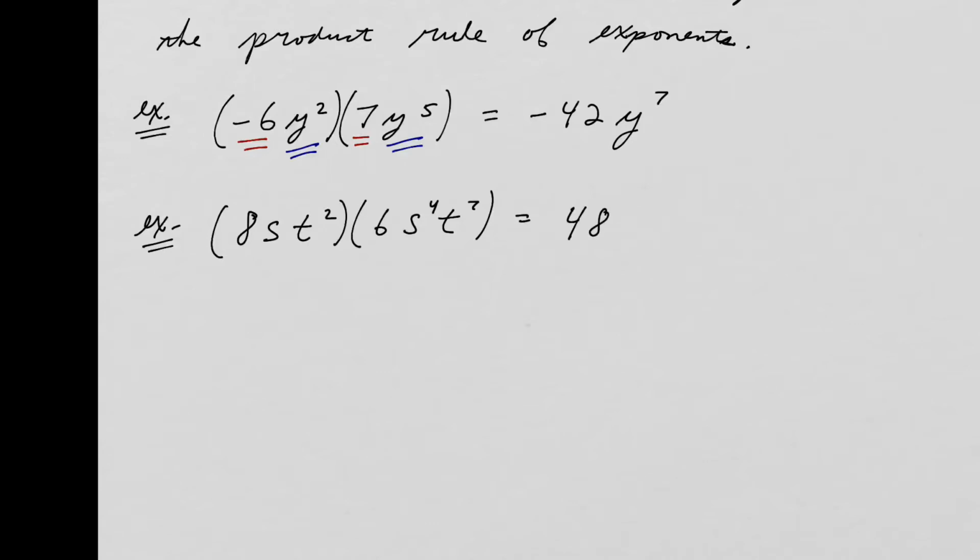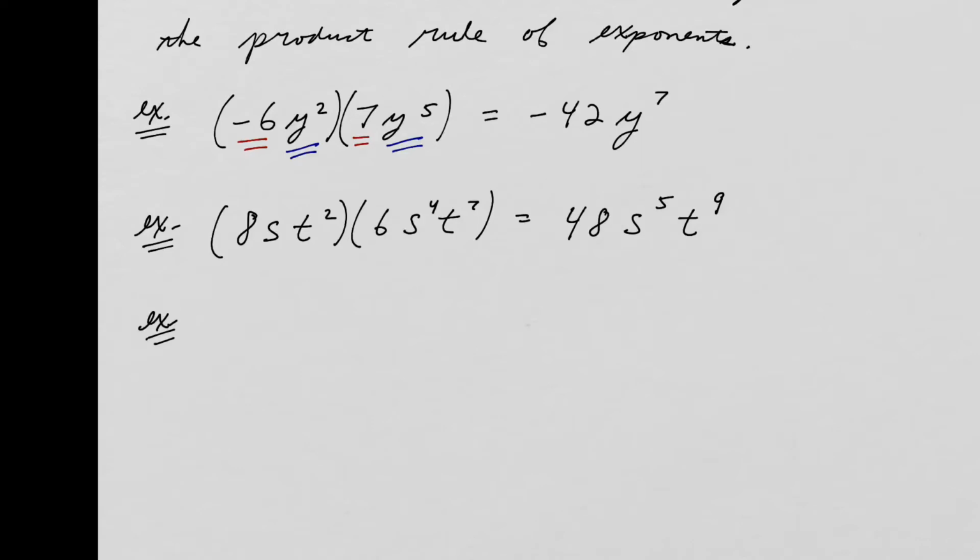Then I look at the variable s, right? So the powers that involve s. So I have s, remember s by itself means s to the 1 times s to the 4. So I would add exponents. Well, what's 1 plus 4? That's 5, right? And then t squared times t to the 7th is going to be t, keep the base, and I add the exponents. 2 plus 7 is 9. So 48, s to the 5th, t to the 9th would be my answer.